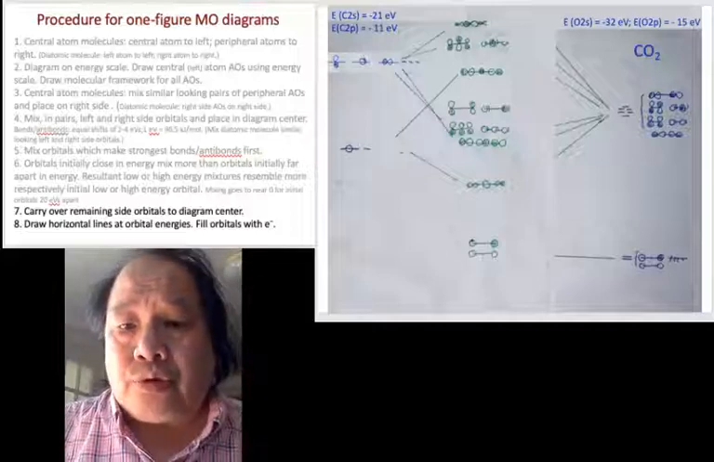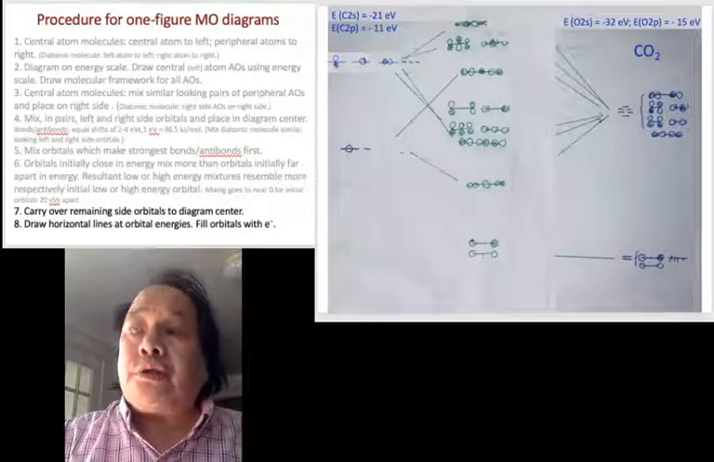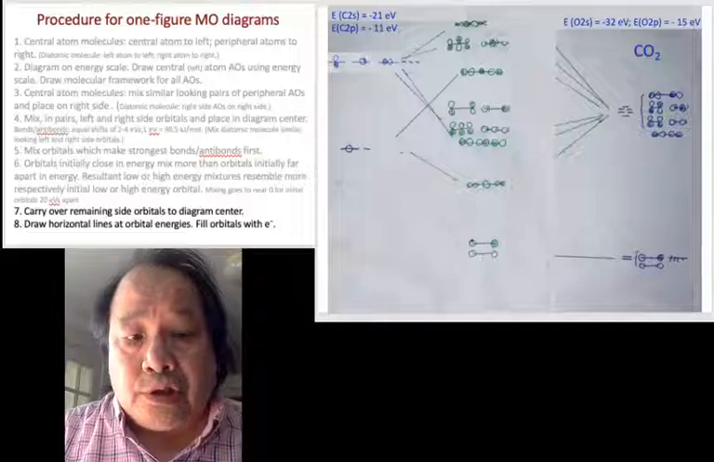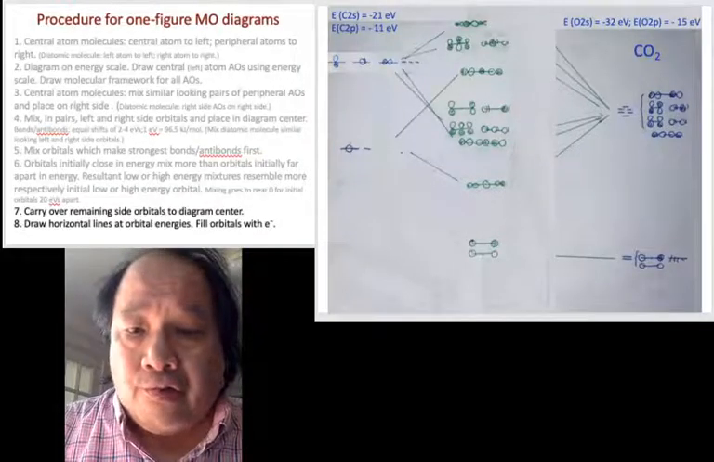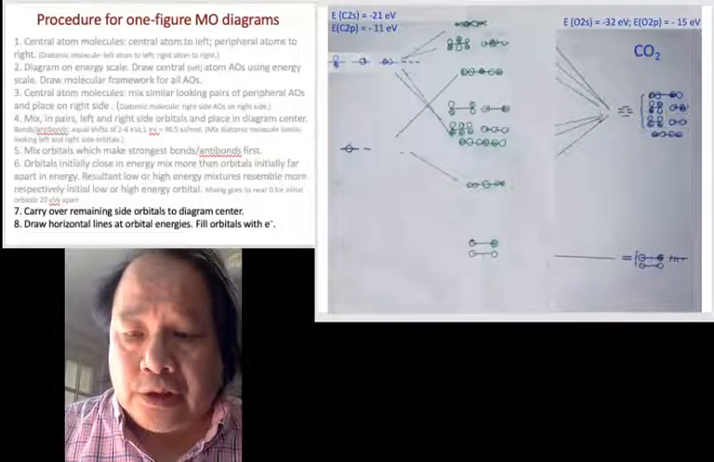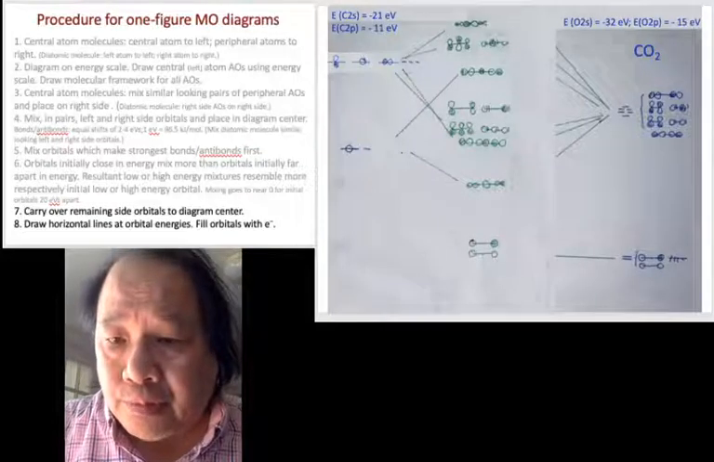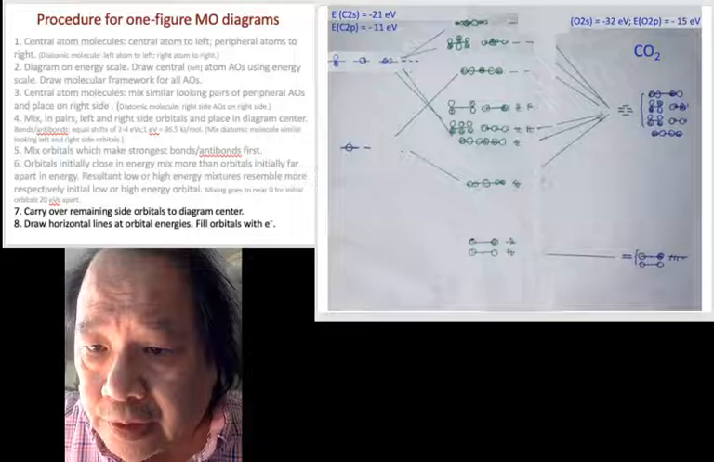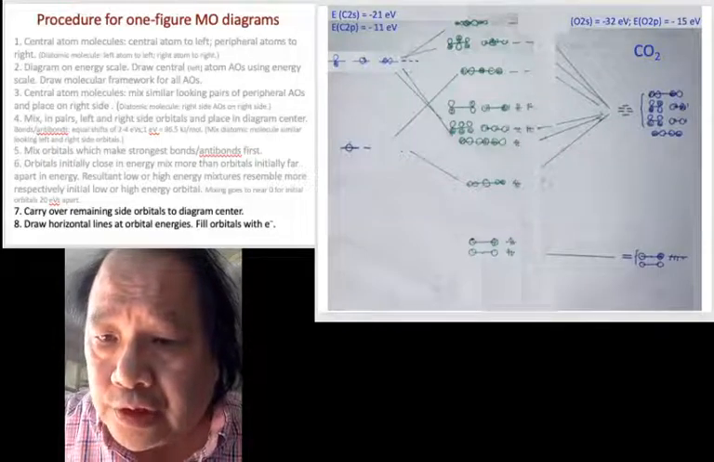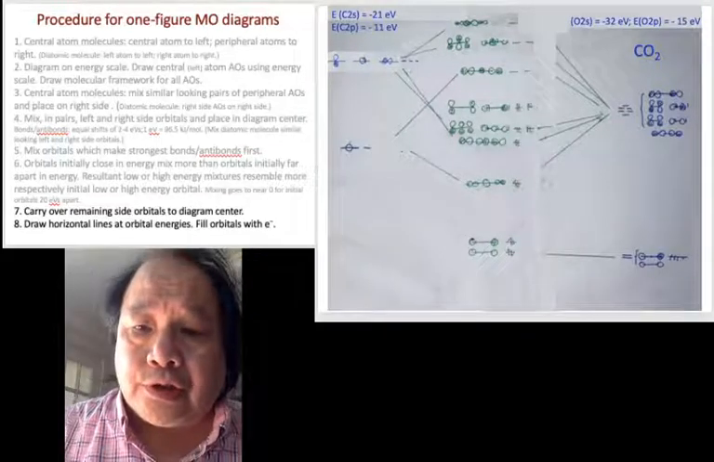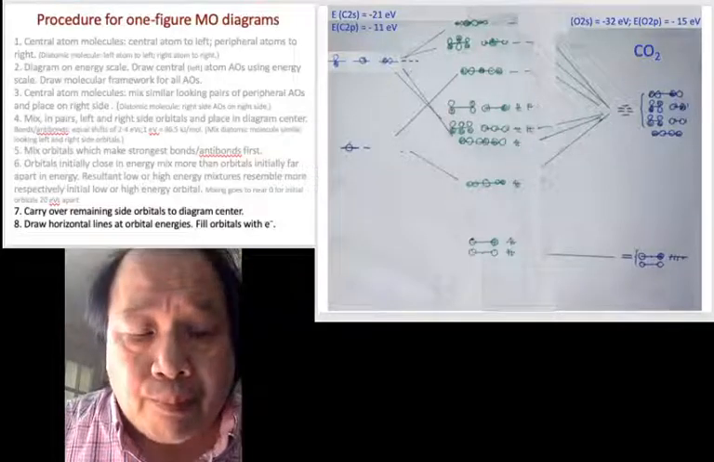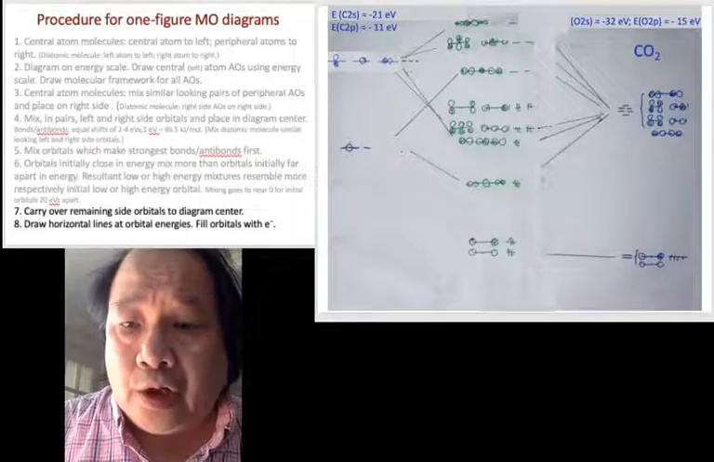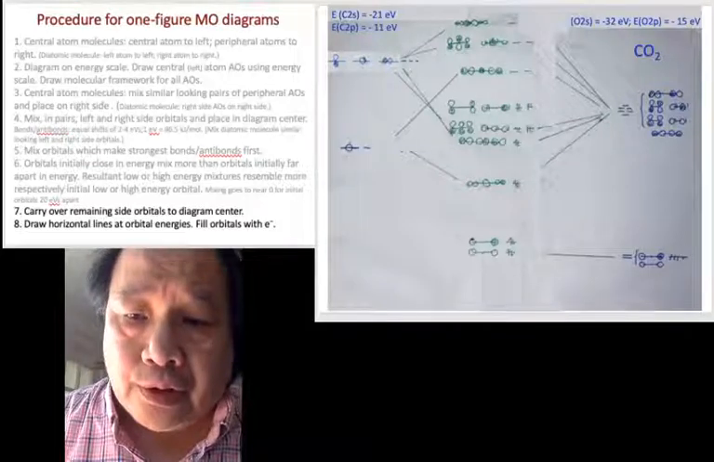So CO2 has 6 valence electrons on each oxygen, 4 electrons in the carbon. That's 16 electrons, and we'll just put them in right here. And we can just count. 2, 4, 6, 8, 10, 12, 14, 16. So those are the 16 electrons. And remember, draw the orbitals that are unfilled as horizontal lines without electrons.